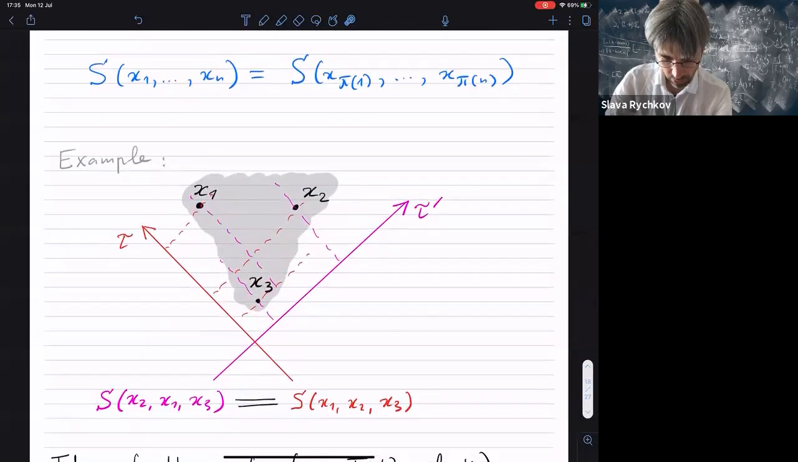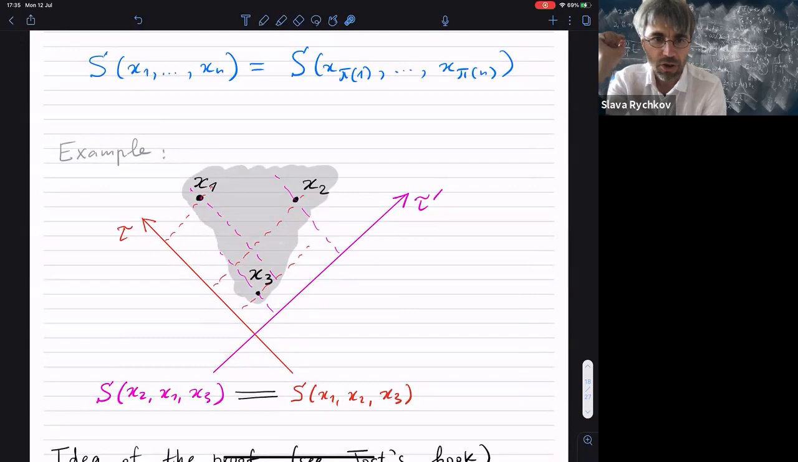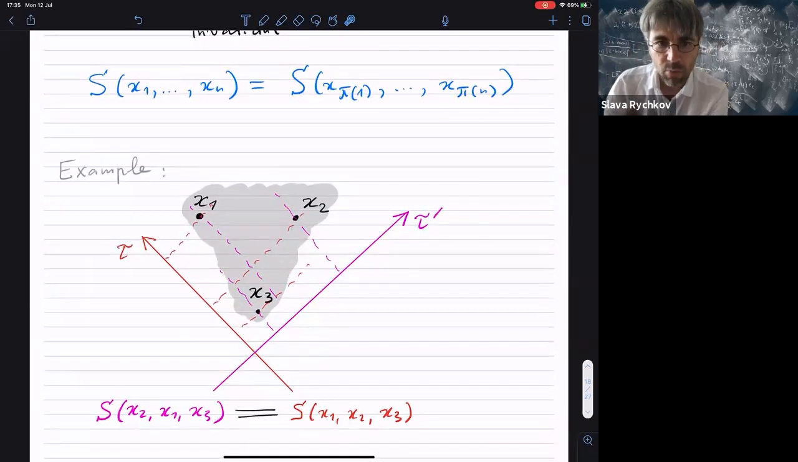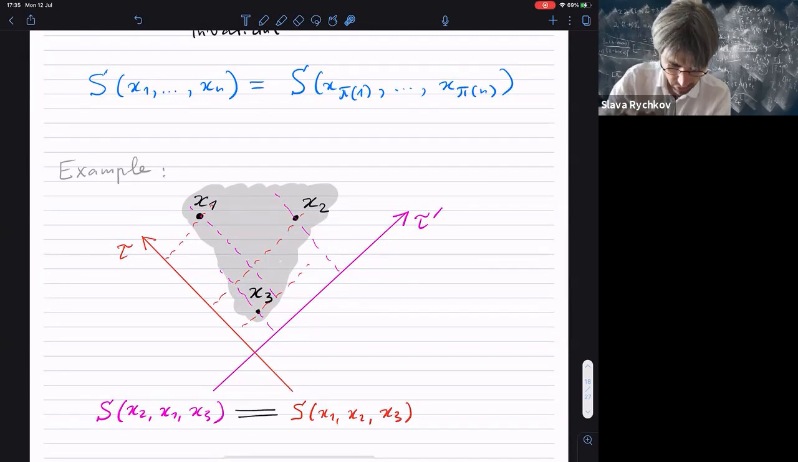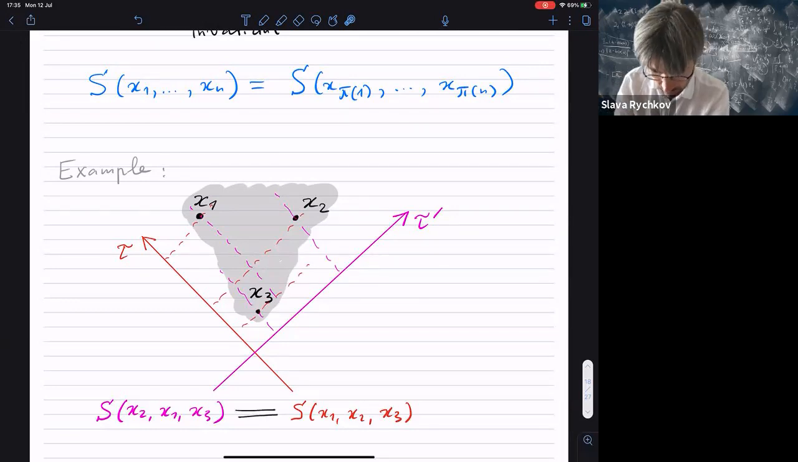Let me give you an example of how this theorem is applied for the three-point function case. Here I'm taking three points, x1, x2, x3, and I can consider two different tau axes. I can either take a tau axis like this, or a tau axis like that. If I use the tau axis like this, the ordering is x1, x2, x3. So this axis defines for me the Schwinger function S of x1, x2, x3 for this Euclidean time ordering. If I use the other axis, tau prime, then the ordering is different, x2, x1, x3, so I define another Schwinger function with x2, x1, x3.